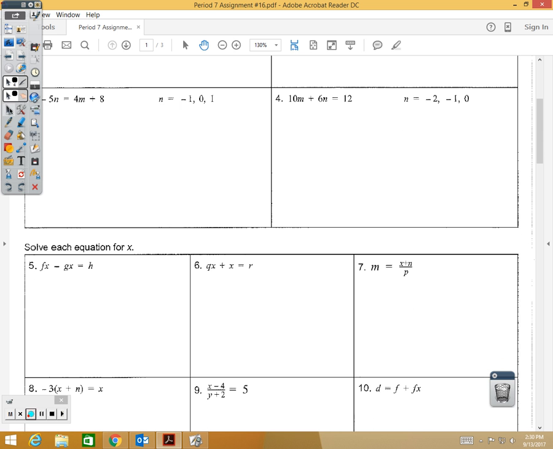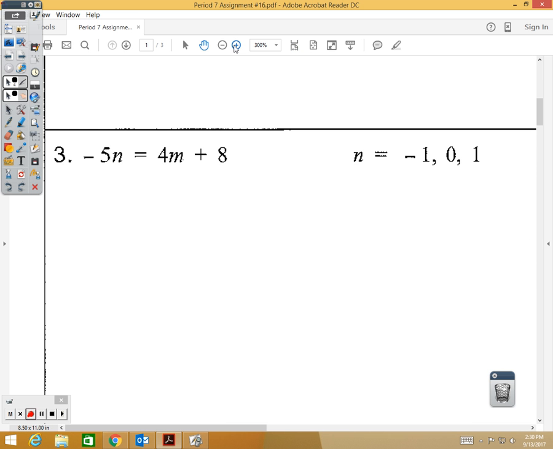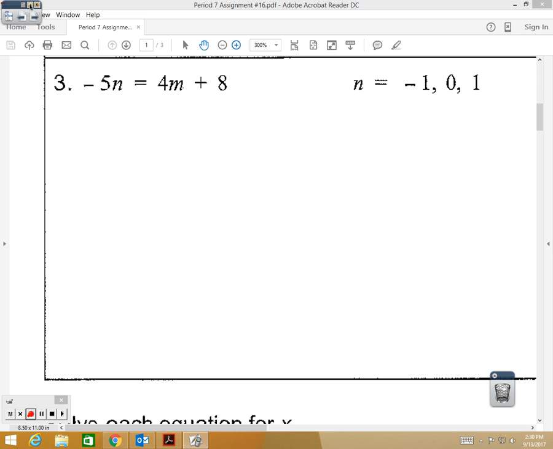I think that most people started struggling with number 3. So number 3 is the problem that I'm going to do with you. Now maybe you already have number 3 done and you just kind of want to check it as we're doing it, and that would be fine. So again, the first thing that I want to do is get m by itself.